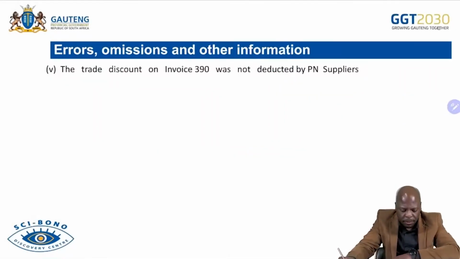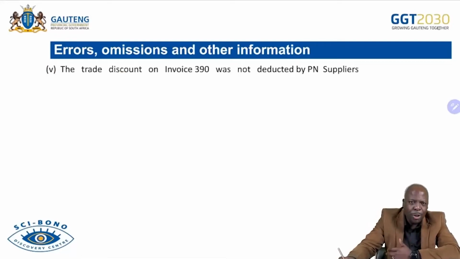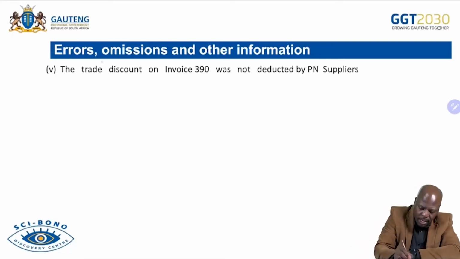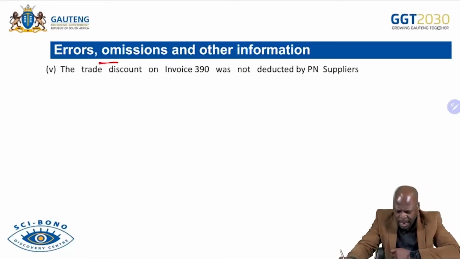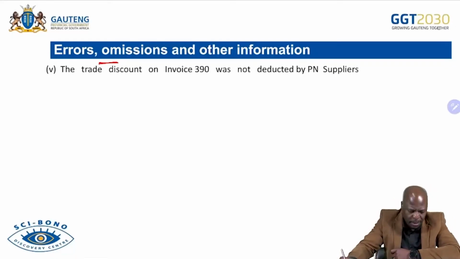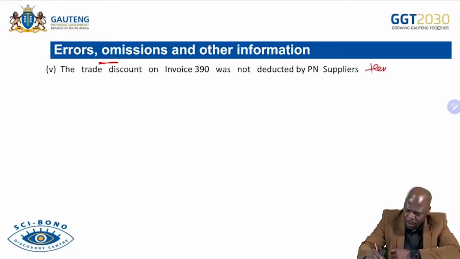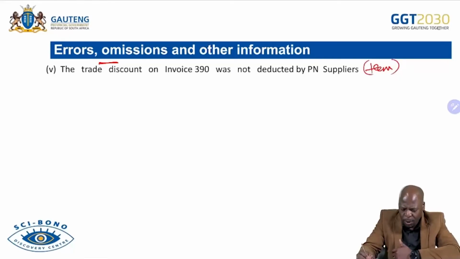It reads, the trade discount. Now, this is talking about trade discount. Already you should know. Okay, once we're talking about trade discount, it should have been subtracted. It should have been a minus. On invoice 390 was not deducted by PN Suppliers. PN Suppliers is who? Them. So it says the trade discount on invoice 390 was not deducted by them. So it means they did not do their part.